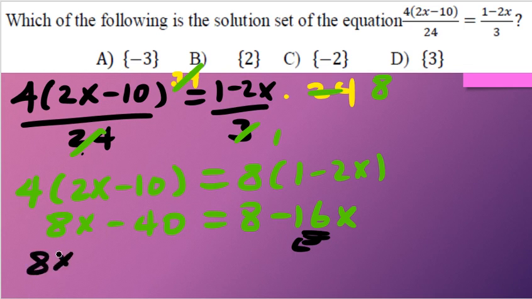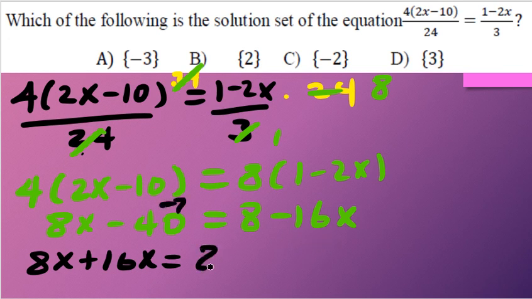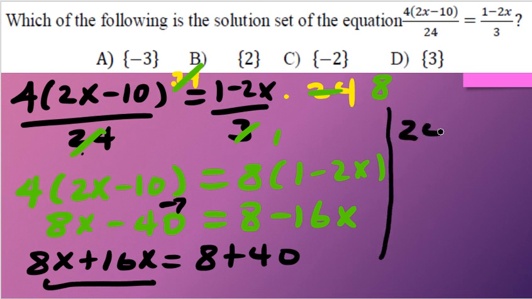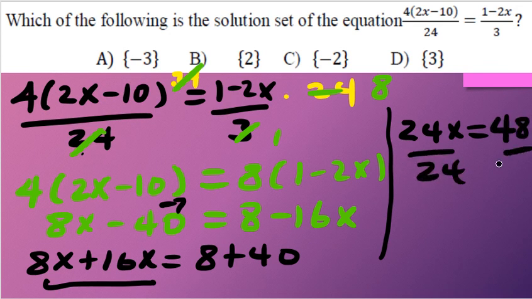It will be 8x plus 16x is equal to the other side. Shift the 40 to the other side again. 8 plus 40. So the sum of these two will be 24x. I can do it here. 24x is equal to, what is the sum also? It's going to be 48. When you divide by 24 both sides, then the x value will be 2, which is B again.